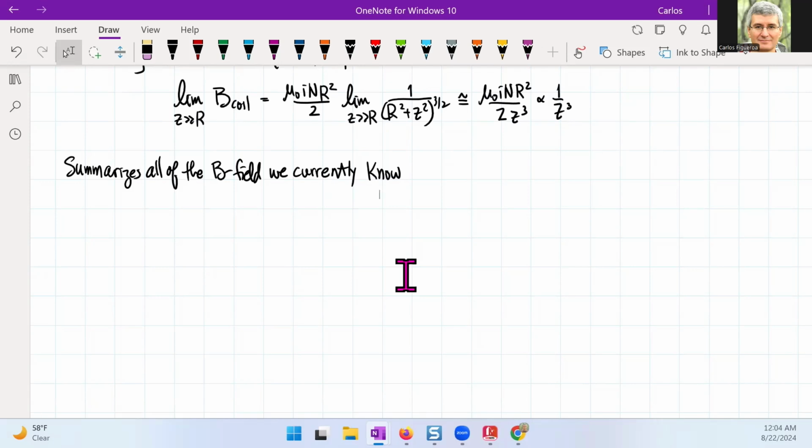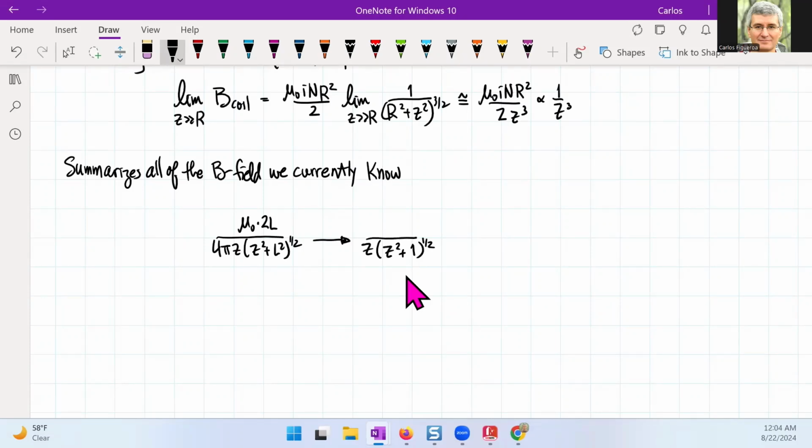I have a finite wire. So if you look at the field of a finite wire, it looks like this. Mathematically, it reads Z squared plus L squared to the 1/2, and this will then be mu naught times 2L. And if I look at the long distance behavior, this then becomes Z times Z squared, let's say, plus 1 to the 1/2, where I'm just setting the length equal to 1 just to simplify this. And this is going to be the field of a finite wire carrying current.